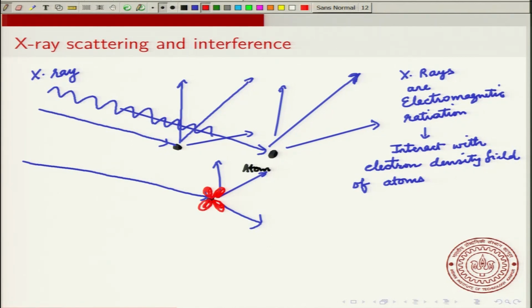So, if you have a d orbital, it will have some structure, some electron density, some spatially varying electron density, and this X-ray is going to interact with that. So, whatever the electron density is around the atom, it will interact with that, and it gets scattered in all directions. But the scattering intensity is typically larger in certain directions than others. So, the scattering intensity varies with direction.